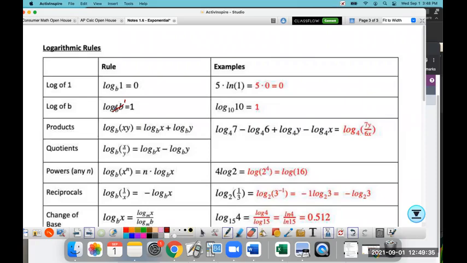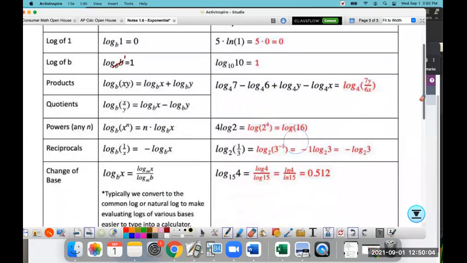So looking at this example, all the logs that are positive are 7 and the y. So those would both be in the numerator together. And then the 6 and the x, those both are negative logs. So I would put those both in the denominator when I combine my logs together. All right, so that was the product and quotient properties.